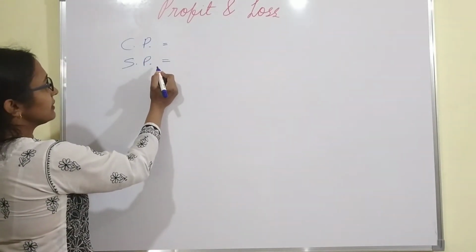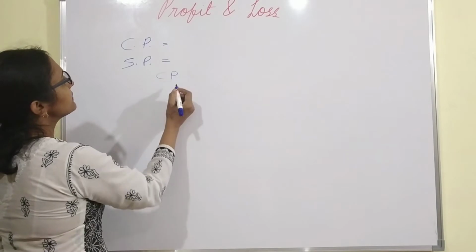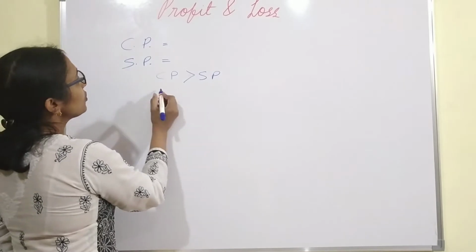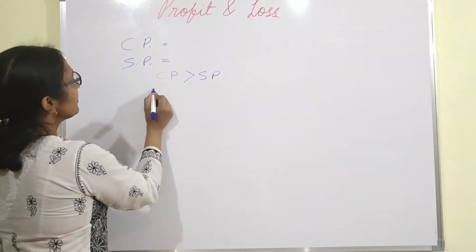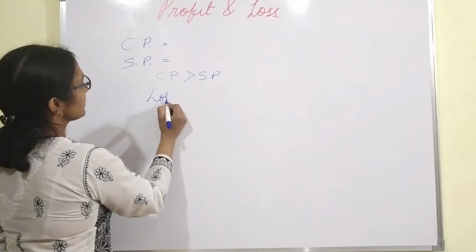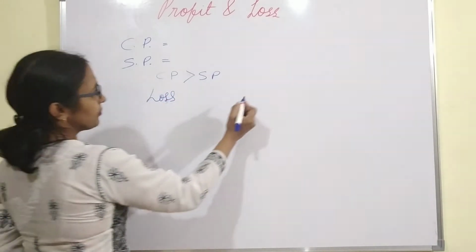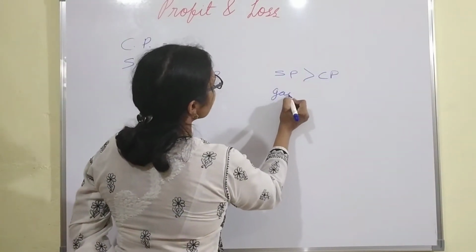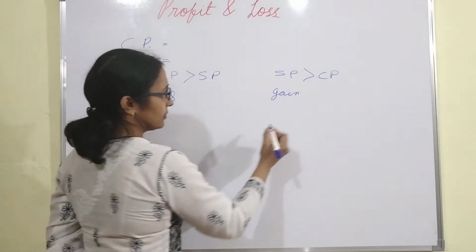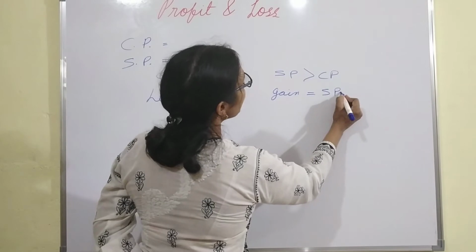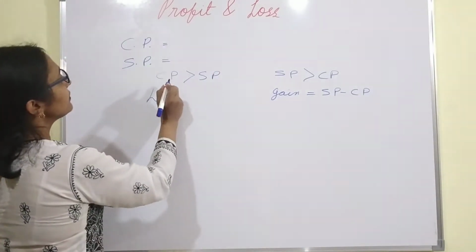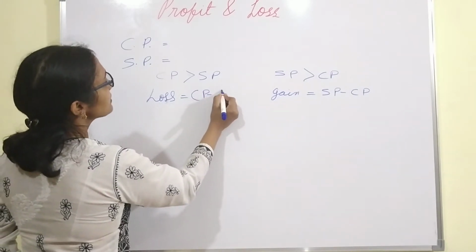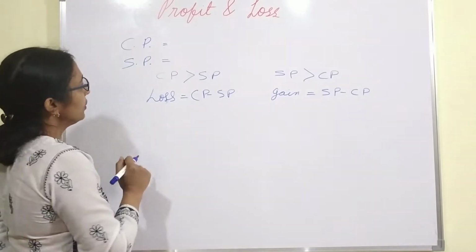So cost price and selling price. If cost price is greater than selling price, then you will suffer a loss. When SP is greater than CP, then there is gain, or you can say profit. So gain equals SP minus CP, and when CP is greater, there is loss. So loss equals CP minus SP. Okay?